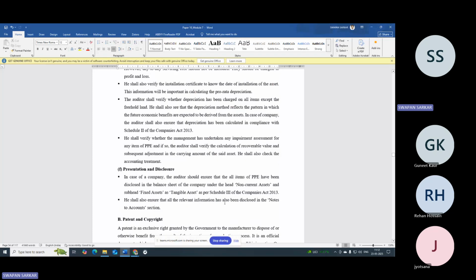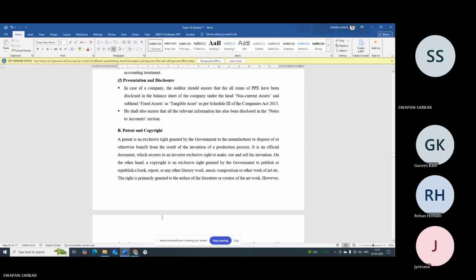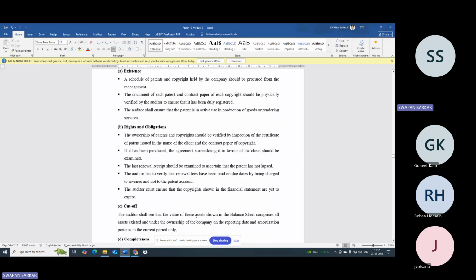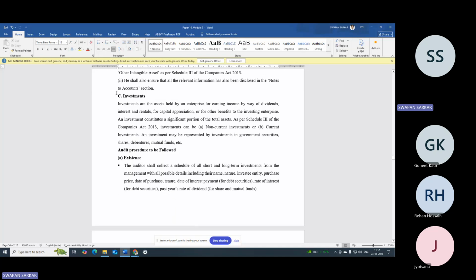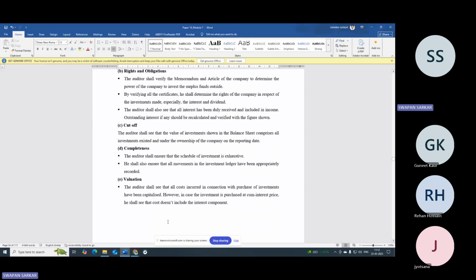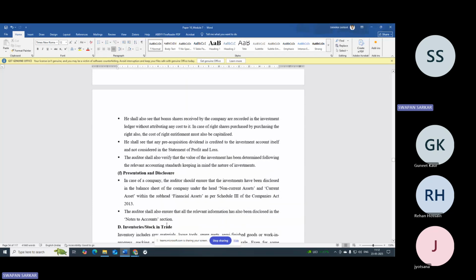Presentation and disclosure. In case of a company, the auditor should ensure that all the norms of PPE have been disclosed in the balance sheet of the company under the head non-current assets and subhead fixed assets as tangible assets, as per Schedule 3 of the Companies Act. He shall also ensure that all the relevant information has been disclosed in the notes to accounts section. Now, let us be a bit selective and try to find out some important areas only. Now, this is going to be a bit important.